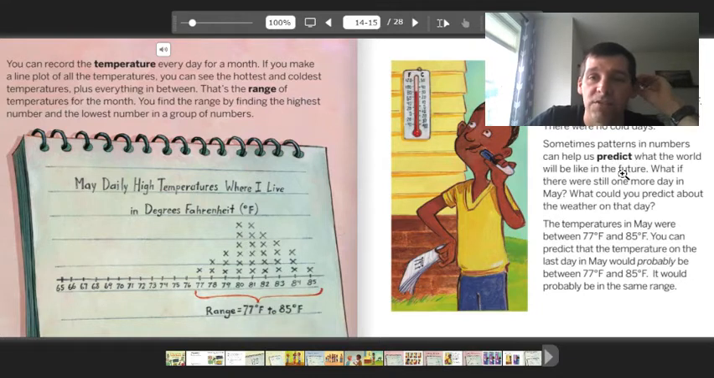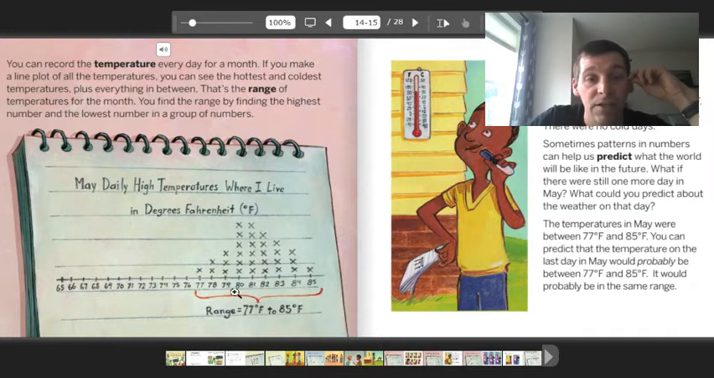Sometimes patterns in numbers can help us predict what the world will be like in the future. What if there were still one more day in May? What would you predict the weather would be on that day? What do you think the temperature would be if you added another day here? What do you think the temperature might be?